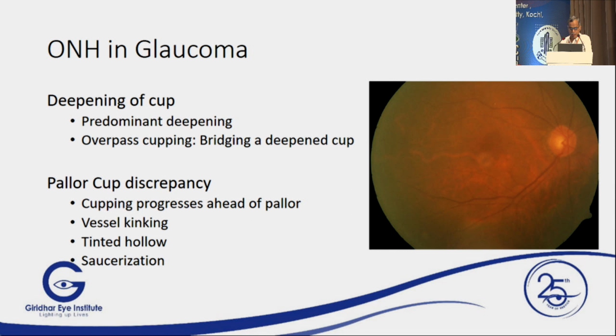There could be a deepening of the cup also, and something called overpass cupping, where you see the vessel that used to lie on the neuronal rim. Now the neuronal rim has gone, but the vessel is still seen bridging this deepened cup. It's usually seen on slit lamp biomicroscopy. You can't make a 2D photo of that. Pallor cup discrepancy is important, because usually in glaucoma the cup regresses, the color usually stays there, so that's called a tinted hollow, where you have a cup but it's still pink in color.